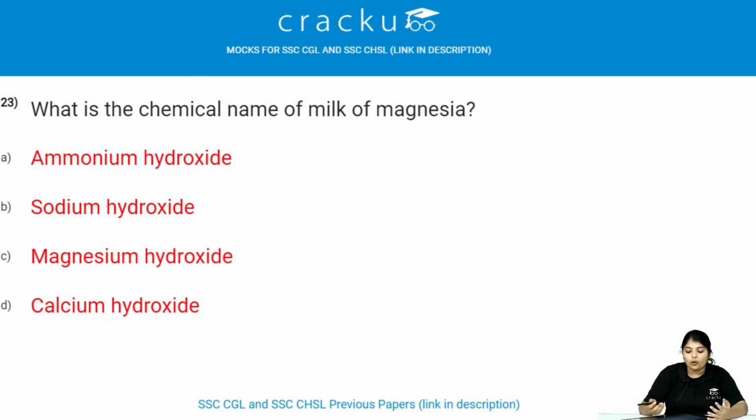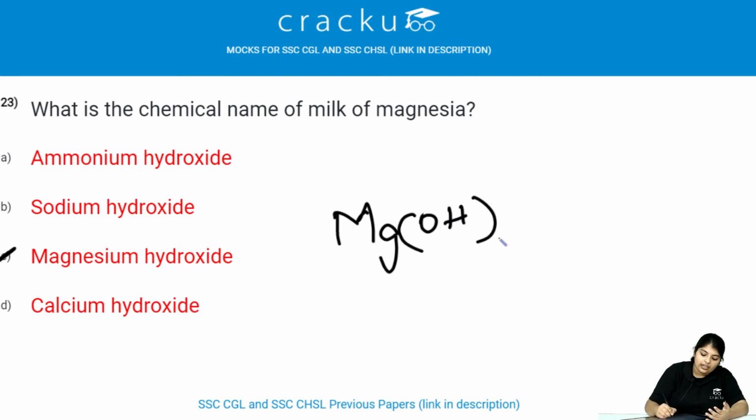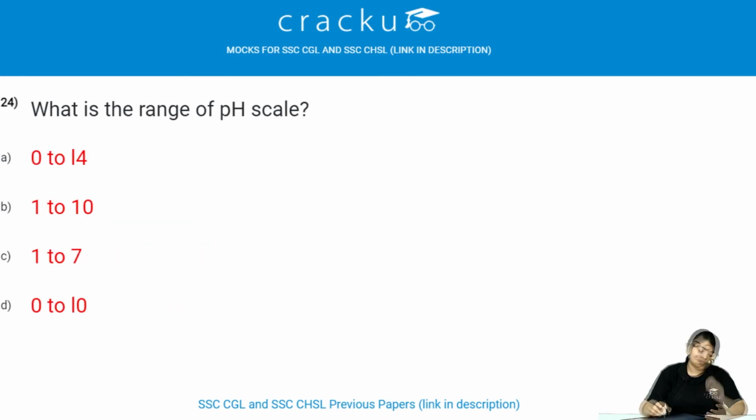What is the chemical name of milk of magnesia? The chemical name of milk of magnesia is magnesium hydroxide. The formula of magnesium hydroxide is Mg(OH) taken twice. What is the range of pH scale? The range of pH scale is 0 to 14.